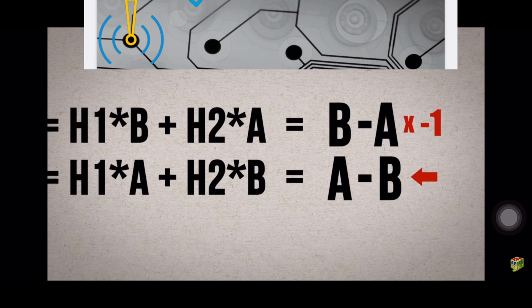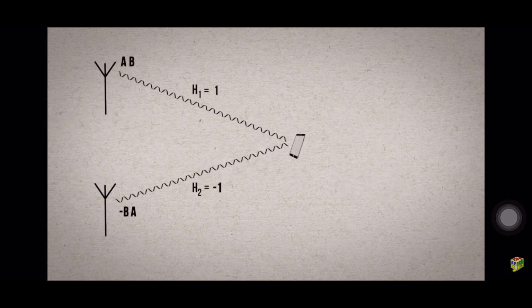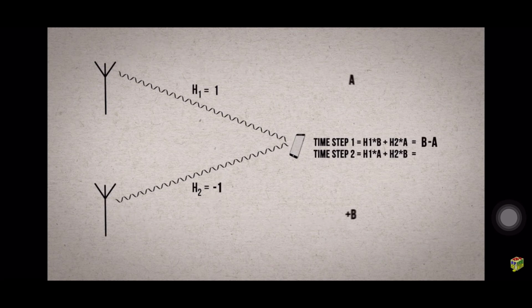Alamouti's clever trick to make this work was to make one of these measurements A plus B. One of the transmitters needs to send the negative value or amplitude of one of the symbols at one of the time slots. Alamouti chooses the first symbol from transmitter 2 to flip using a negative. So transmitter 1 sends A and then B, transmitter 2 sends negative B and then A. If we do that, the receiver will measure two observations, B minus A and A plus B.